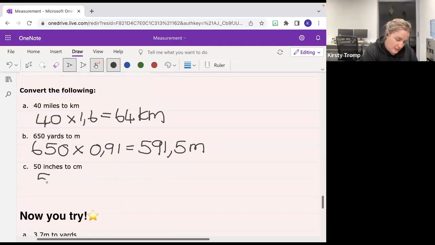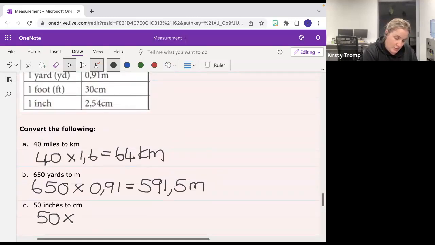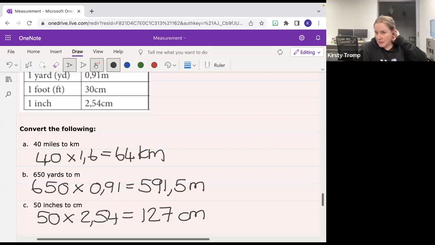So 50 times, I go up to the table and they give me 2.54. It equals 50 times 2.54, which is 127 centimeters. So we're converting from the imperial system to the metric system using the table that they give me. All right.